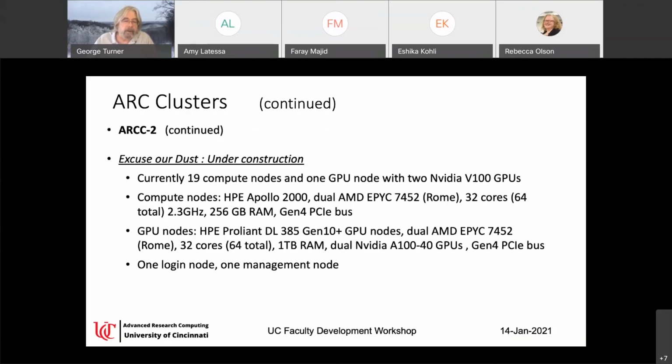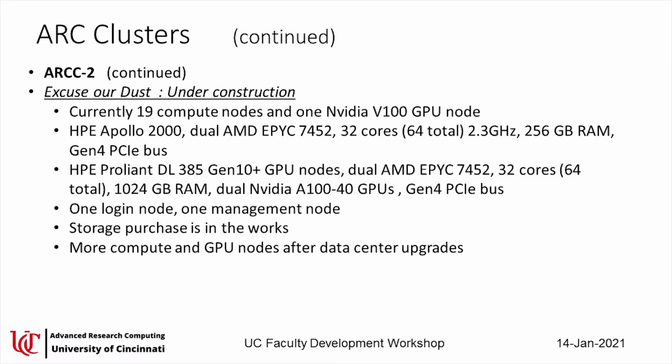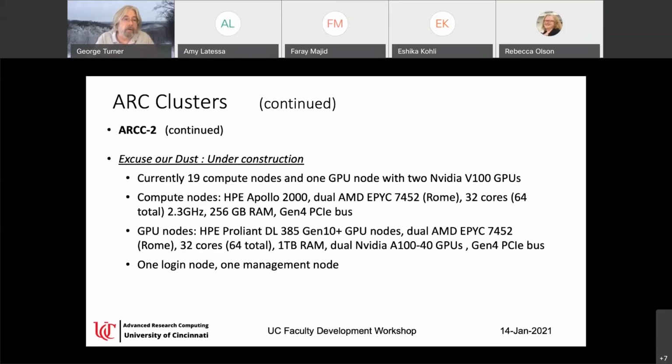Excuse our dust, as I said, this is under construction. We currently have 19 nodes and 1 GPU node with 2 NVIDIA V100 GPUs. I leave it to you to look at these stats. If it means something to you, you'll be interested in it, and otherwise not. But in short, we have 32 cores per socket, 64 cores per server.